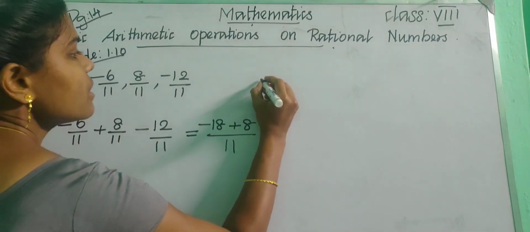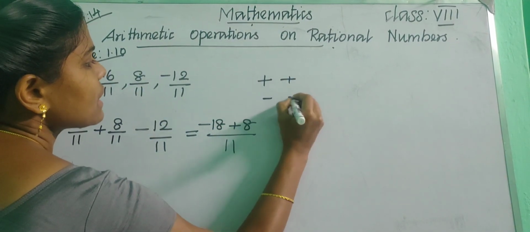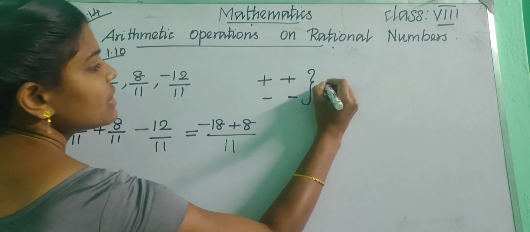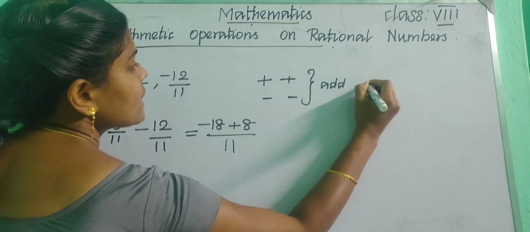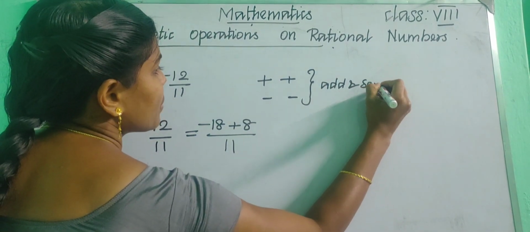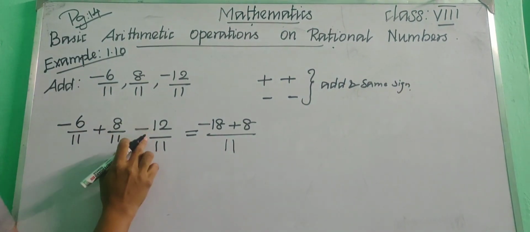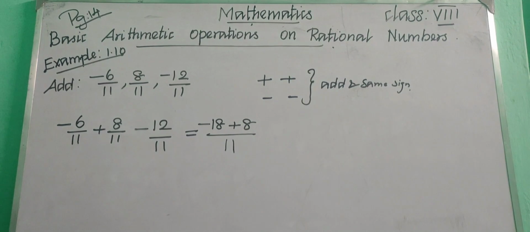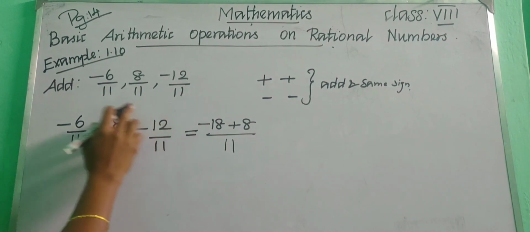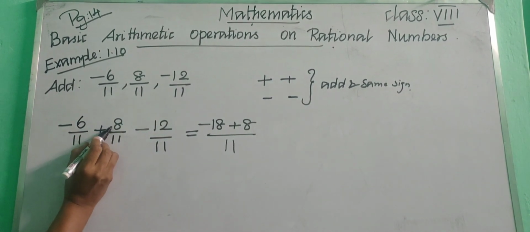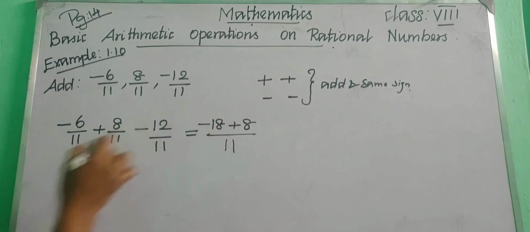Okay, we know, right? Plus and minus means what we need to do? We need to add and put the same sign. Okay, same sign, right? So here we just added these two, 6 and 12. So we got minus 18, and then the remaining term we have is 8. So minus 18 plus 8.